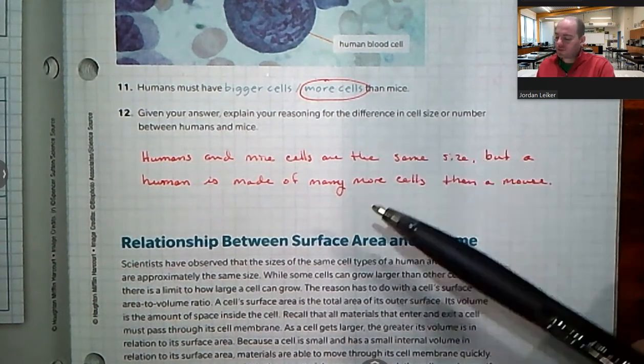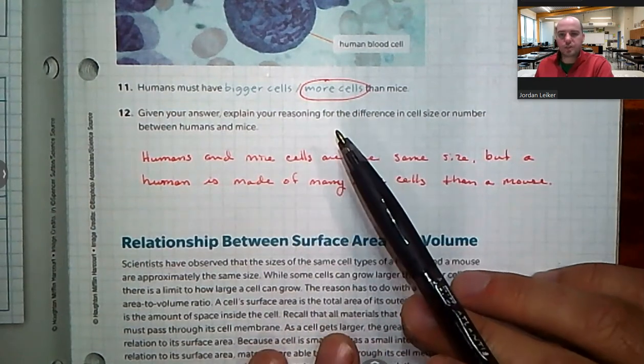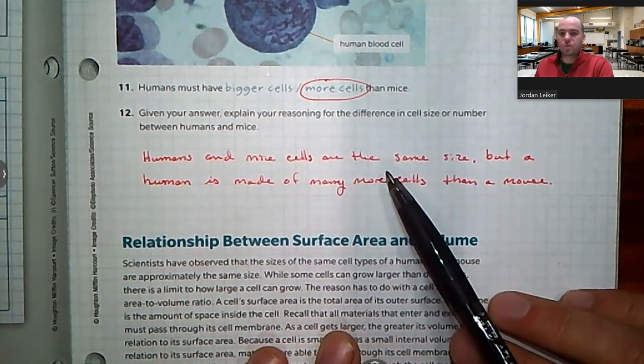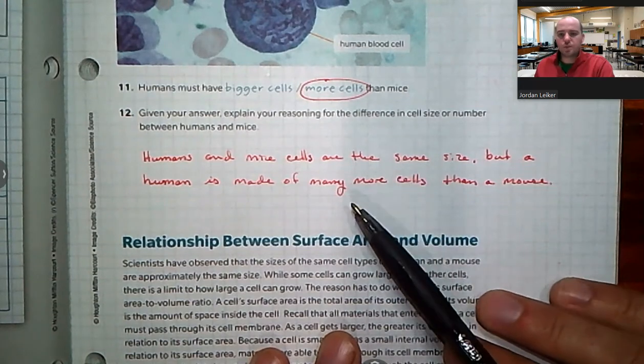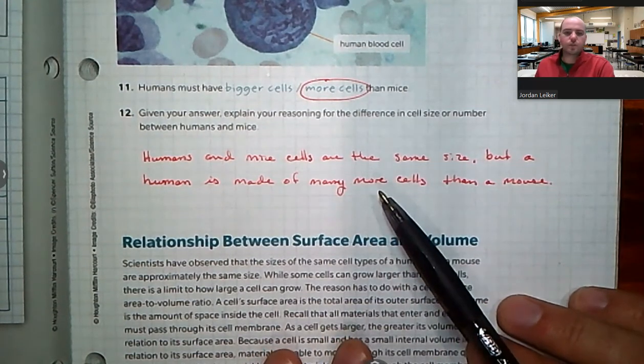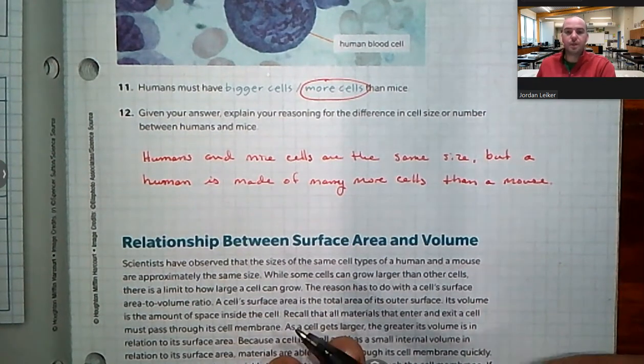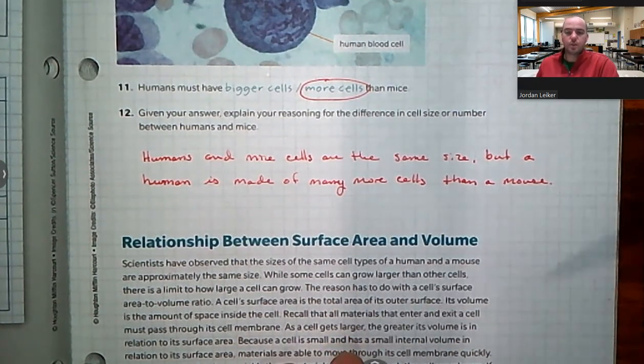So why is that? If we're given our answer to explain the reasoning, humans and mice, the cells are relatively the same size, but a human is made of more cells than a mouse is. So if we were comparing humans to a blue whale, which is much bigger than a human, a blue whale is going to have many, many more cells than what a human has.